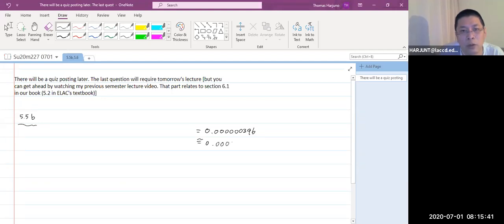When we round it to 5 decimal places, it looks like 0, but it is not 0. That's why I still write it this way. Is that what you see? Okay.